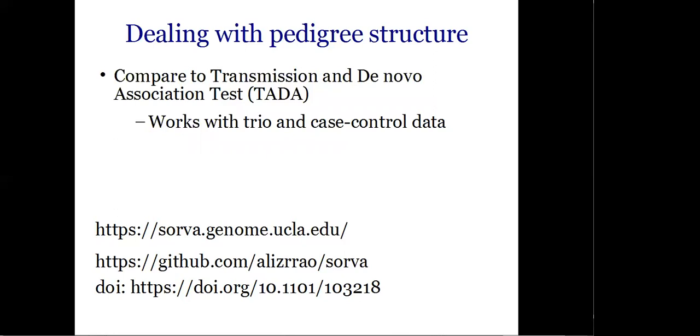Recently, a method has been developed called the transmission and de novo association test, which has been used in several recent studies on autism, for example. The downside of this method, though, is that it only works with trio and case-control data.